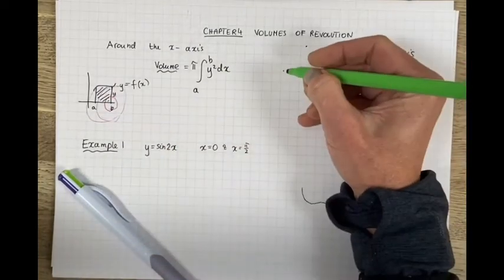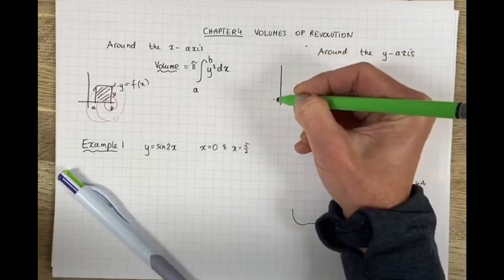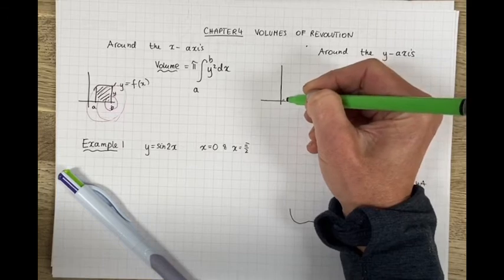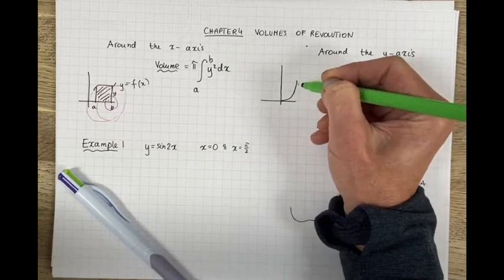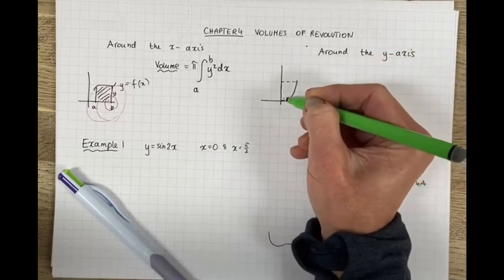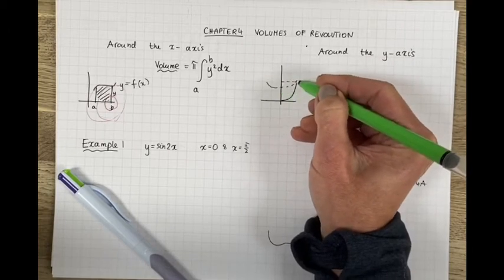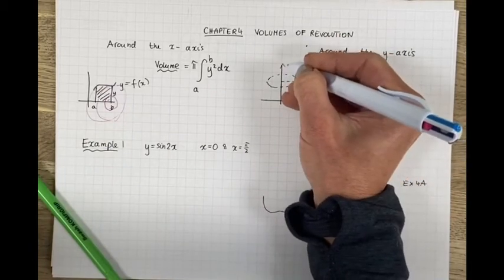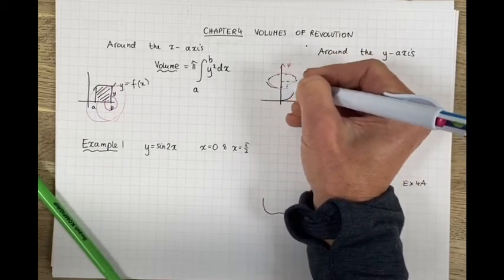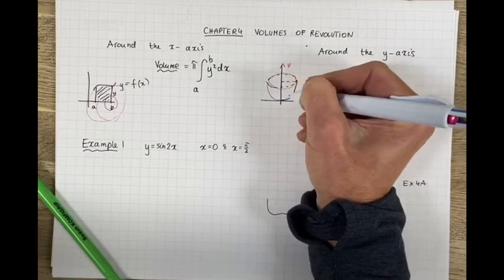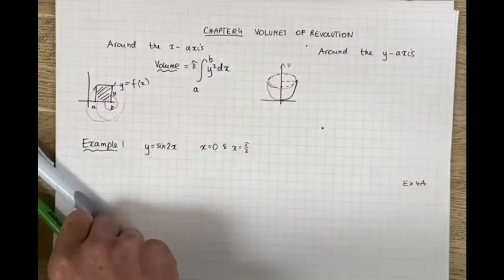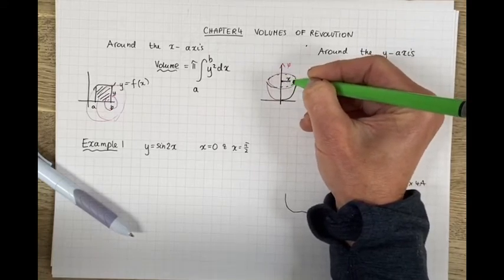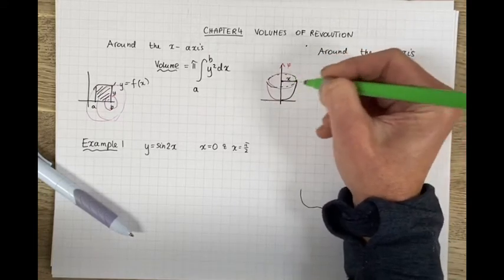Okay, if it's around the y-axis, then you could have something like that, maybe. It's being rotated, and you could see it's rotated around the y-axis, through 2 pi, so you're getting, maybe, a nice hemisphere. This time it's going to depend on the axis that is being rotated.